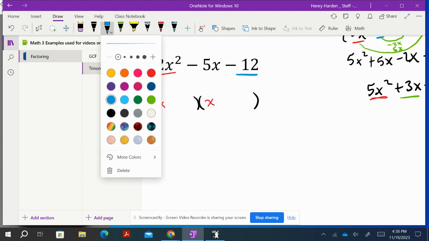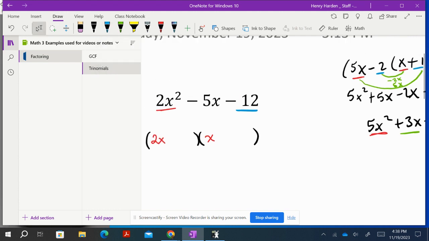And so what's going to multiply to give us -12 is a couple different things. So it could be -1 times 12. It could be 1 times -12. It could be -2 times 6. It could be 2 times -6. It could be -3 times 4, or it could be 3 times -4. All right, so you see how these combinations all of a sudden now can give us a headache.